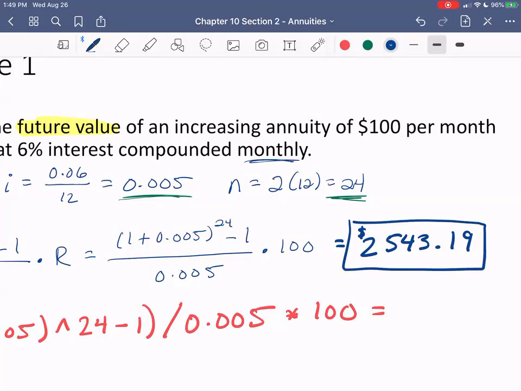So this is the future value at the end of 2 years at 6% interest compounded monthly if you put $100 in every month. You're making 24 payments, your rent is $100, so what you're really paying is $2,400. And in 2 years, you're gaining $143.19. That would be the difference.